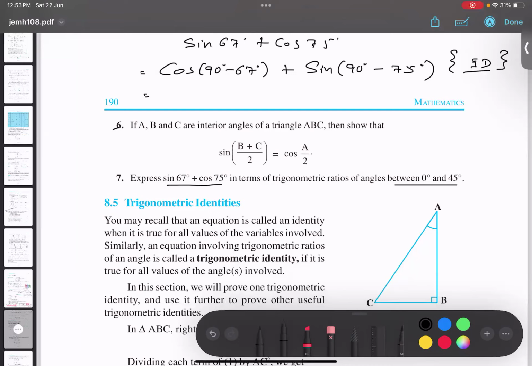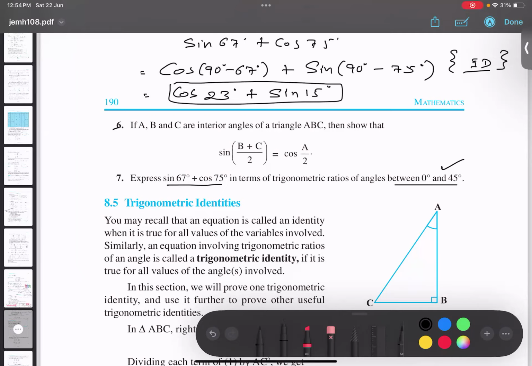So it will be cos, subtract this, you will get what? 23 degrees. And here I will be getting sine 15 degrees. So that's the answer. Both are in between 0 and 45 degrees. So that is the end of this.